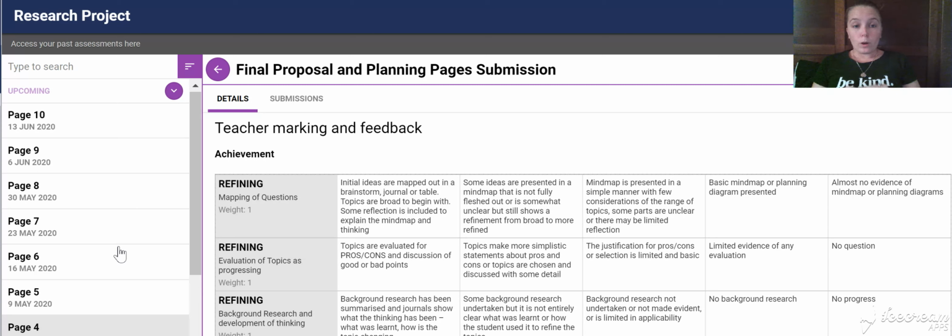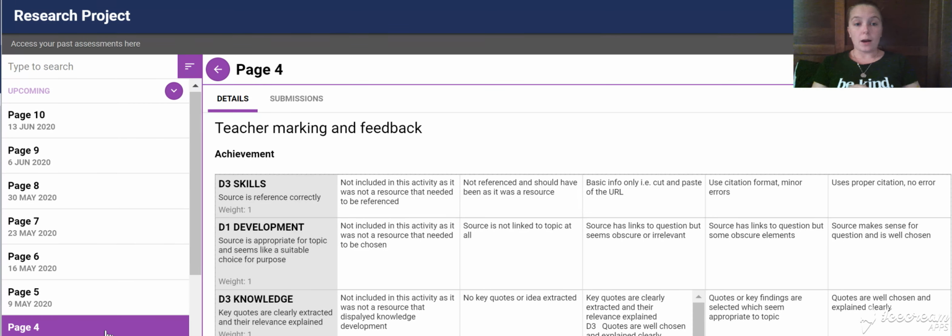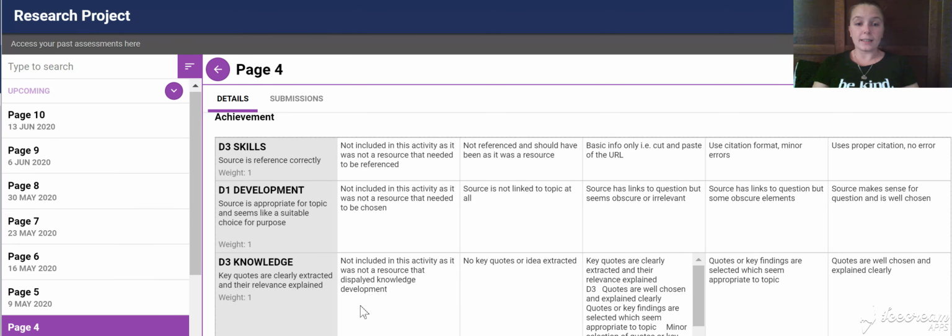So what are you actually being asked to do from pages 4 to 10? You will be given feedback on the development of your work, and the development is against the other criteria of your project. These are what we call the development criteria. You'll have D1, which is the development of your research. D2 is the development of your analysis. D3 is the development of your skills and knowledge, and D4 is the development of your capability.